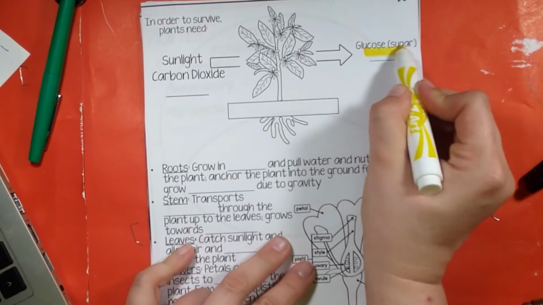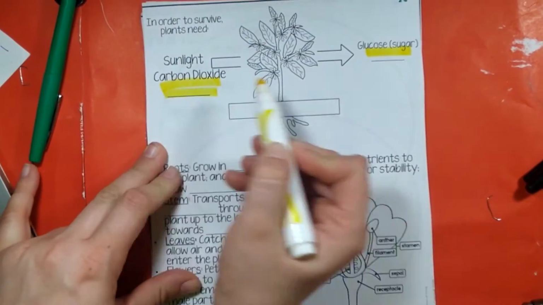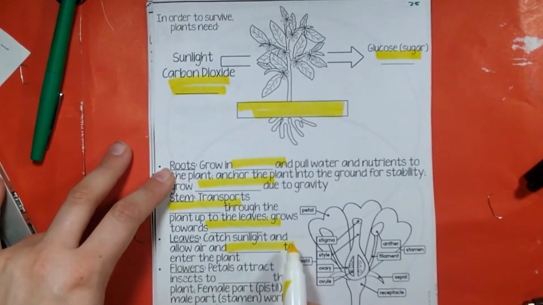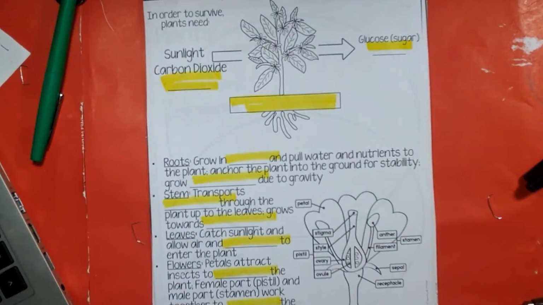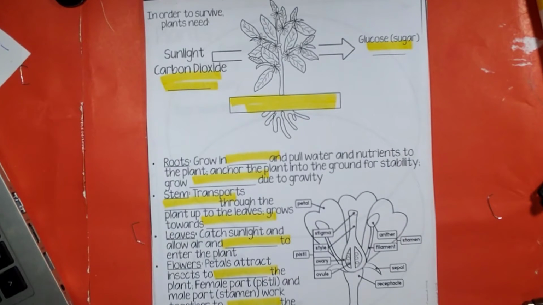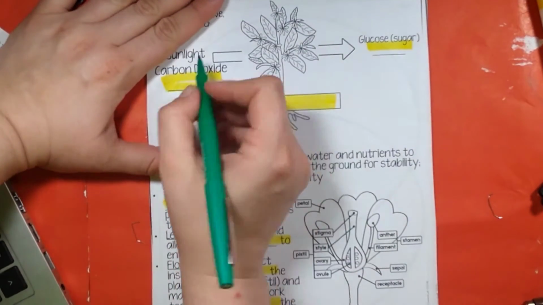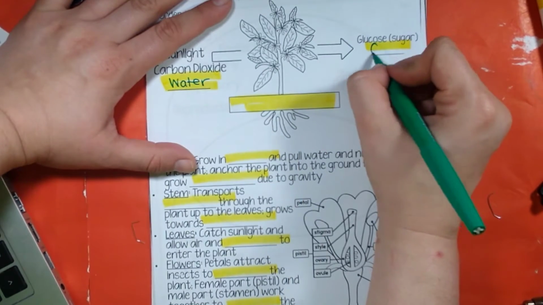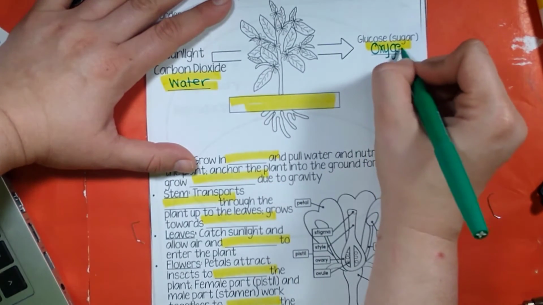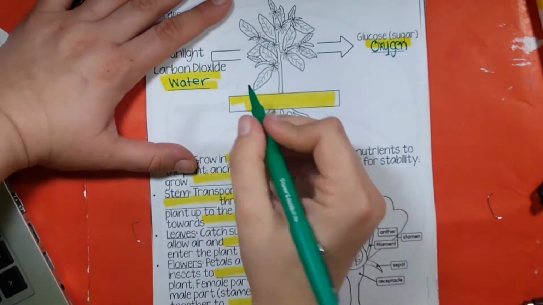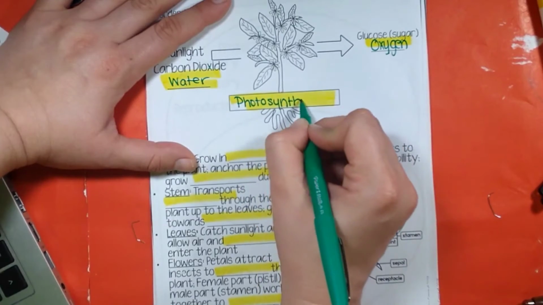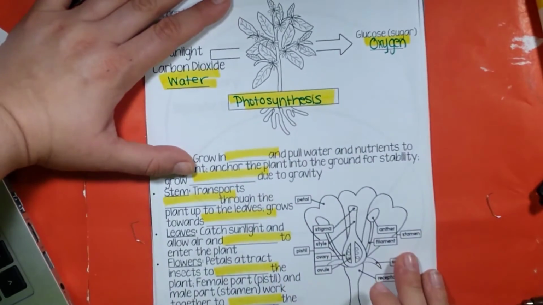Okay, so this is going to help you in reviewing for the FSA when we're talking about plants and animals. Now, in order to survive, plants need sunlight, carbon dioxide, and water. They change this into oxygen and sugar. This is called the process of photosynthesis, the process of plants creating their own food.